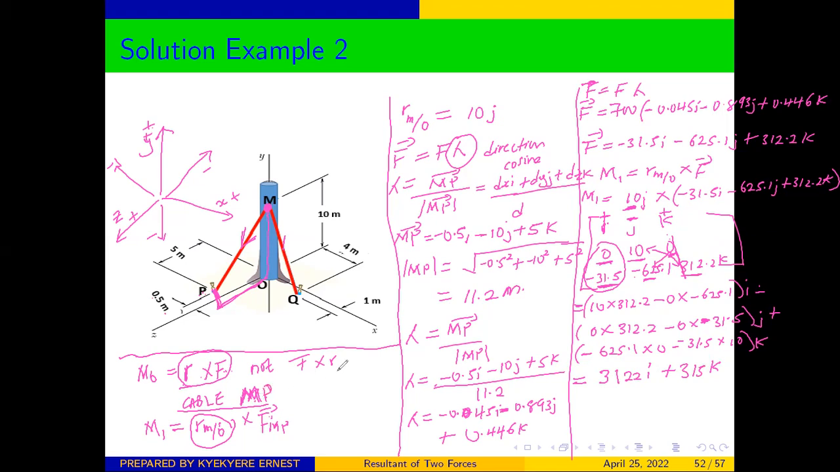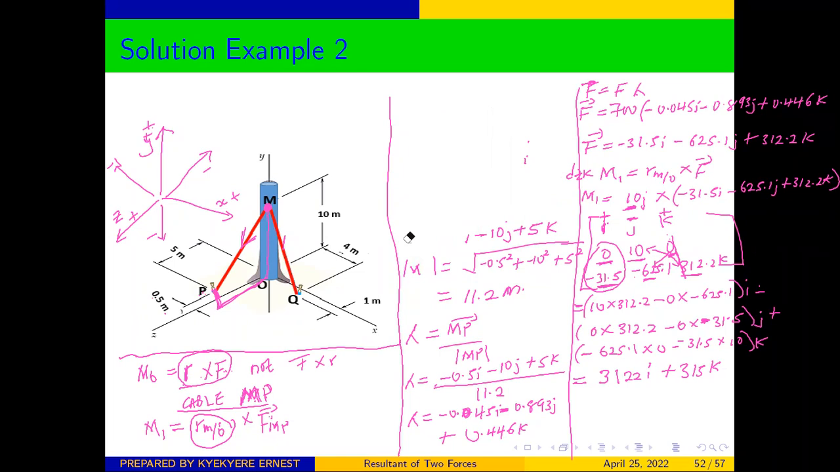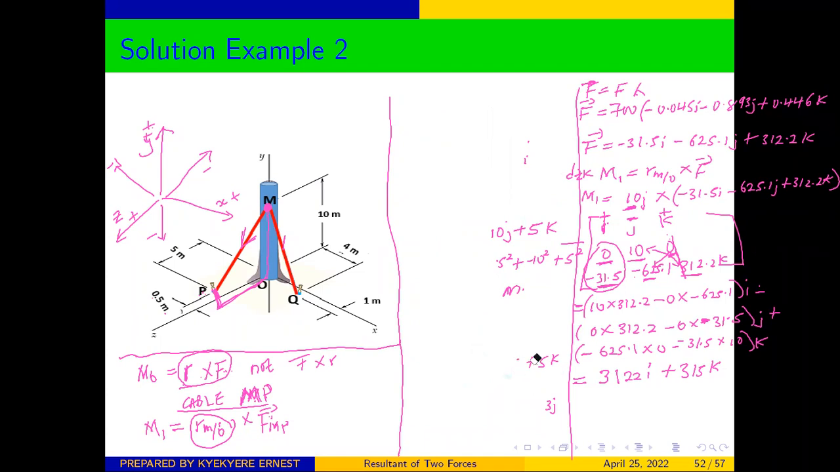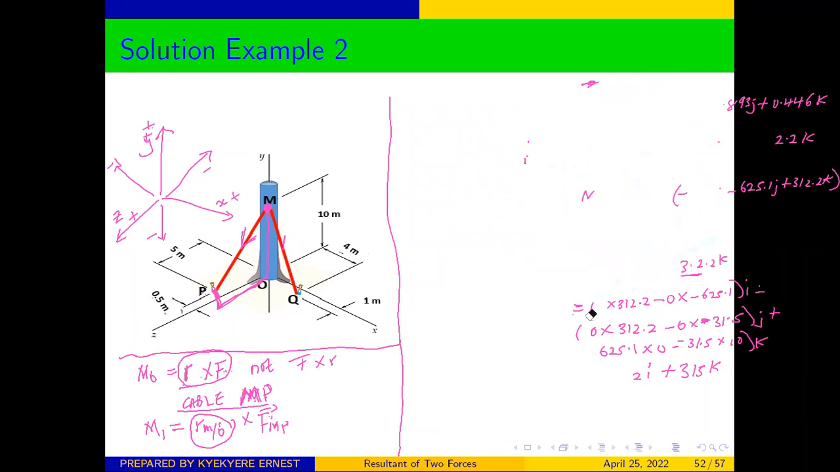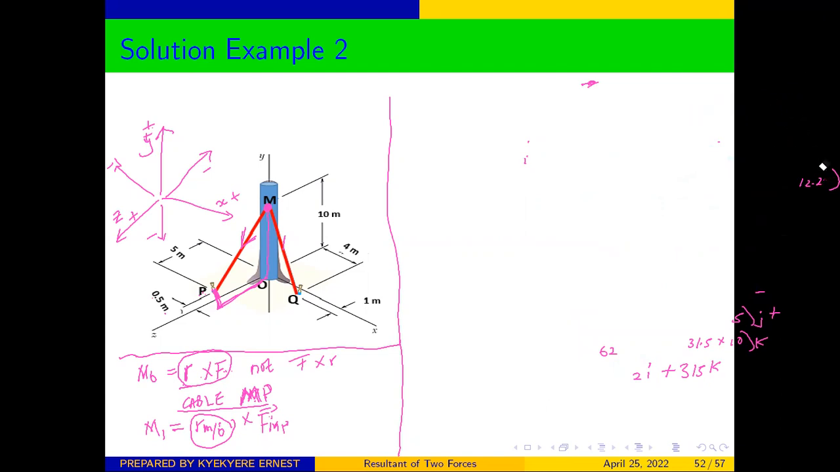What will be our moment for cable QM? Quickly, let's run through that also and see our moment for cable QM. So for cable QM also, it is going to be R cross F. And we have stated that our F should be in the vector form, and our R, which is the position vector, should also be in the vector form. So let's look at how to solve for that of QM quickly.